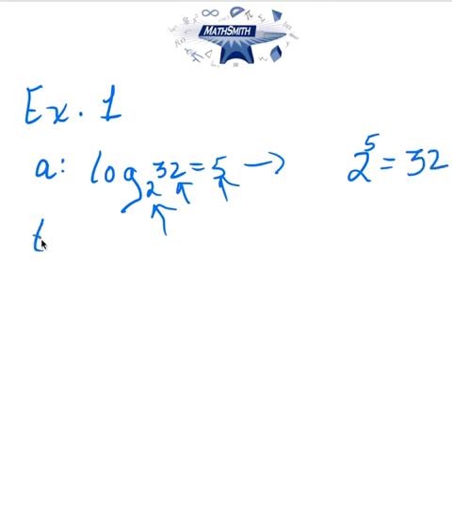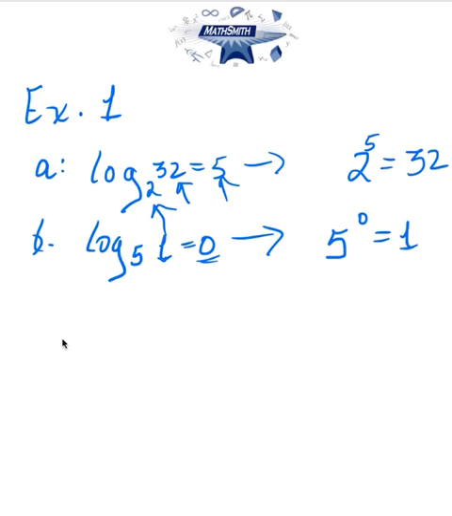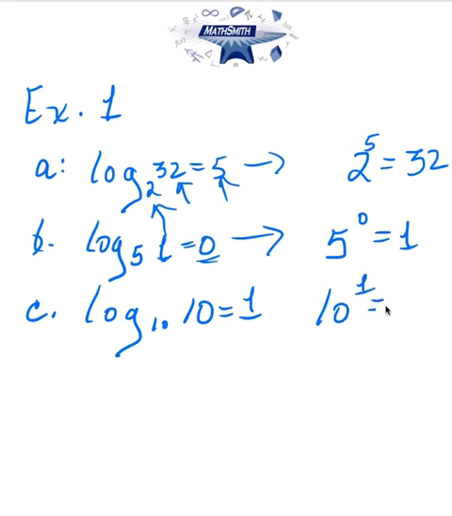B, log base 5 of 1 equals 0. That's saying I'm taking the base of 5. What exponent am I raising it to? 0, and that equals 1. These are saying exactly the same thing. C, logarithm base 10 of 10 equals 1. What's my base? 10. What's my exponent? 1, and that equals 10.